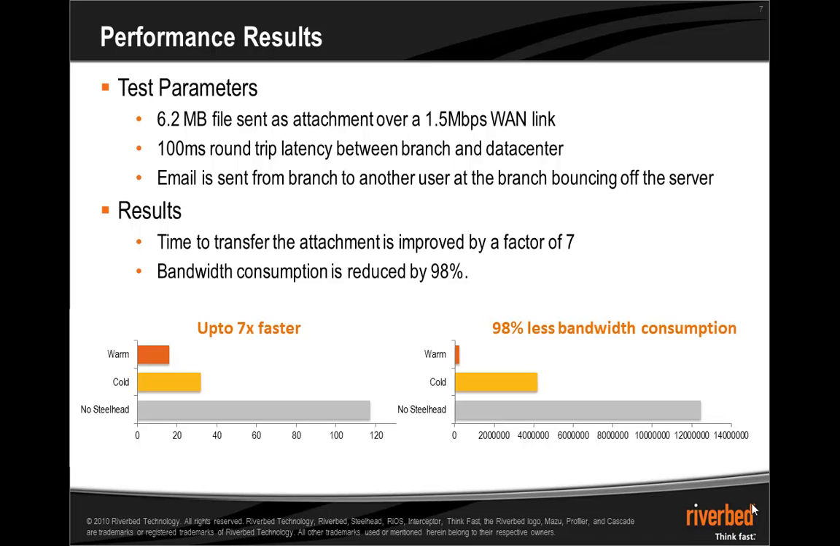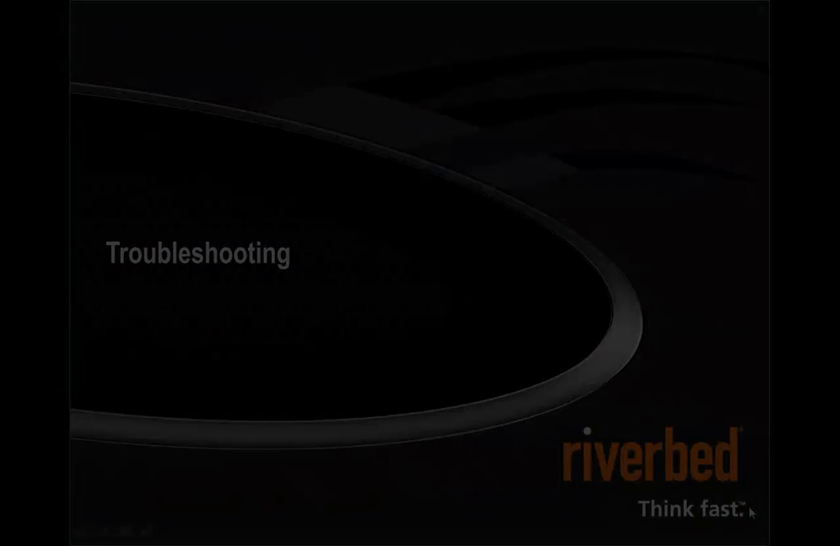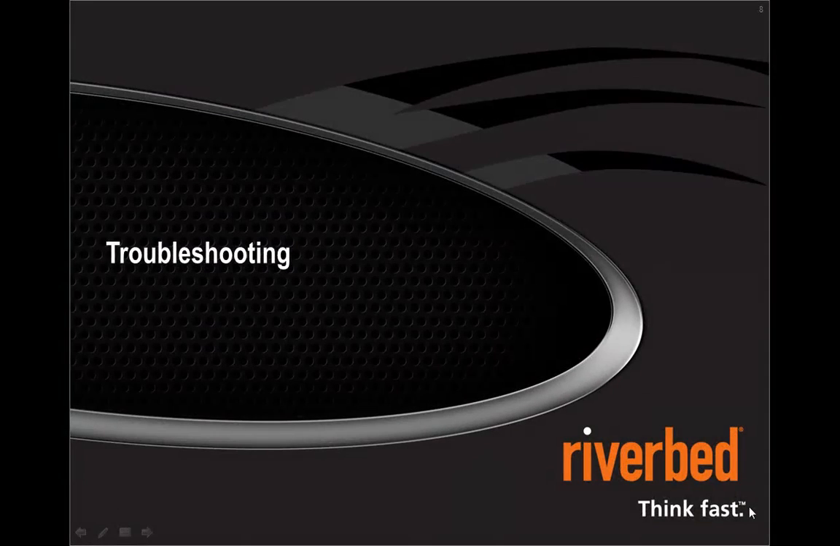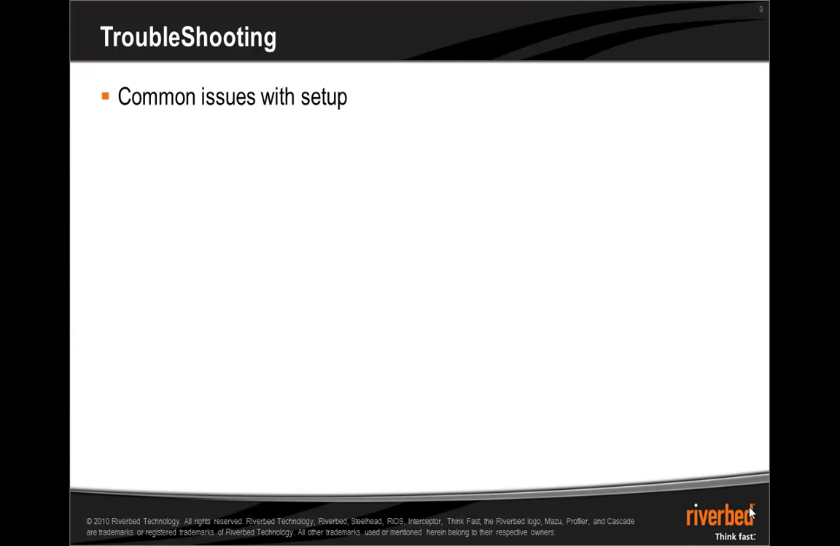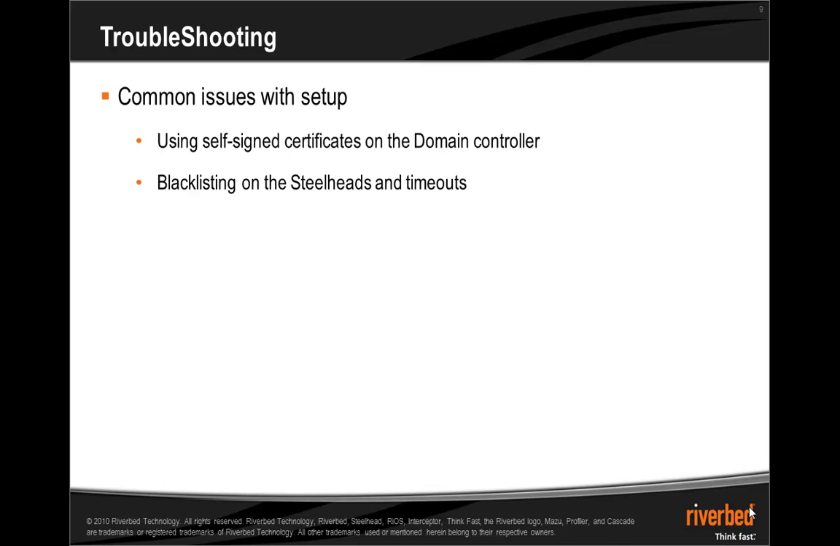Let's have a look at the most common setup issues and how to troubleshoot them. The most common issues while setting up Exchange 2010 revolve around using self-signed certificates on the domain controller, blacklist of sessions on the steelhead. Once a session is blacklisted, all future sessions will be passed through until the timeout of the blacklist expires. Setting up delegation user and assigning the correct privileges, and finally joining the domain.